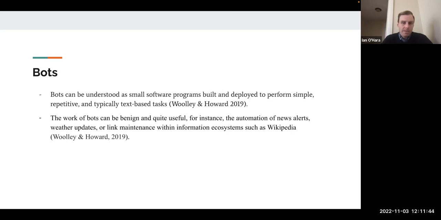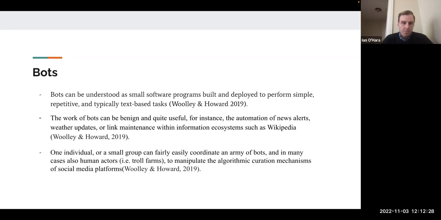The work of bots isn't always negative. It can be benign and useful. News alerts, weather updates, link maintenance within Wikipedia and other such information ecosystems, sometimes link maintenance within library web pages. If you have a number of web pages that are linked together, sometimes librarians will use bots to maintain those links and report broken ones. So they're not always negative. It's not always an evil thing to use a bot for something. It's just when it's deployed in this way of public opinion manipulation and algorithmic manipulation that it becomes a negative.